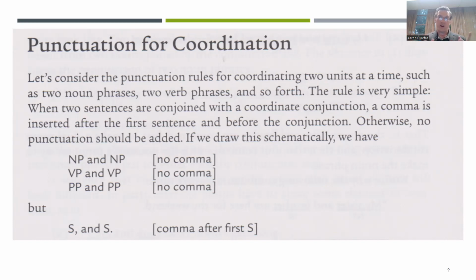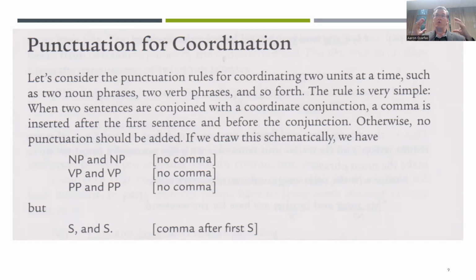If it's two verb phrases combined with the conjunction, right? I jog and swim for exercise, no comma needed there, okay? Two prepositional phrases. I like to go to the shopping mall and to the Starbucks in my spare time. No comma needed. Okay.